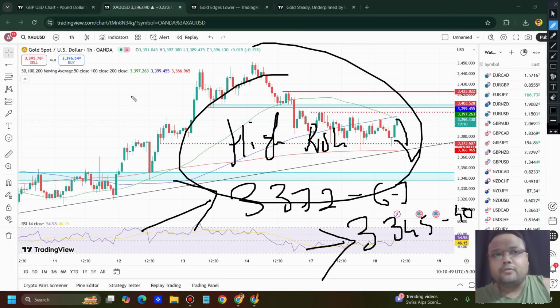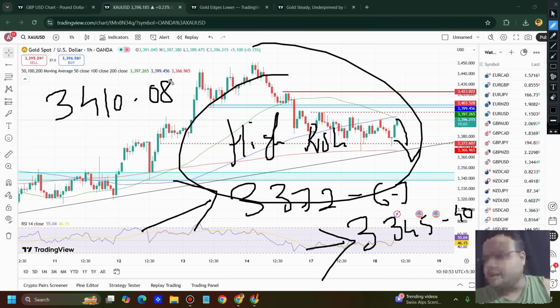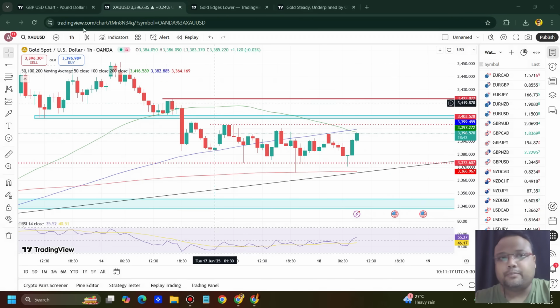Similarly, at the top, we can look for a sell around 3410. Remember from yesterday, 3410-08 is still very much valid as a resistance. During the day, if you see market is going up and facing resistance, we can look for a sell position.